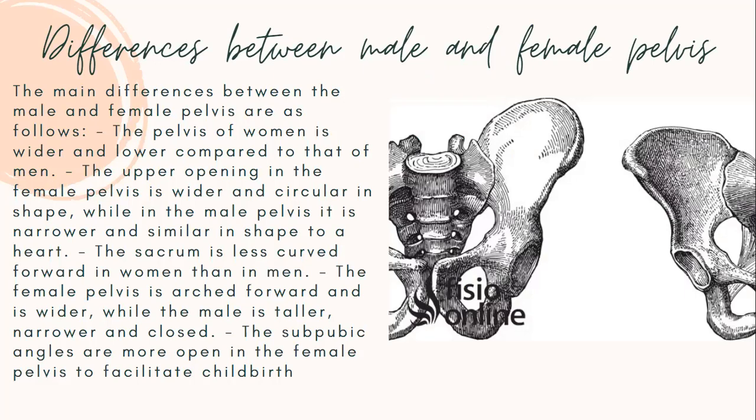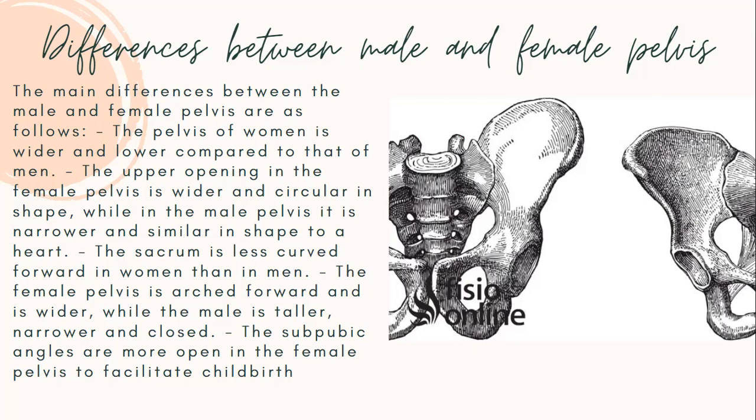The main differences between the male and female pelvis: the pelvis of women is wider and lower compared to men. The upper opening in the female pelvis is wider and circular in shape, while in the male pelvis it is narrow and heart-shaped. The sacrum is less curved forward in men than in women.